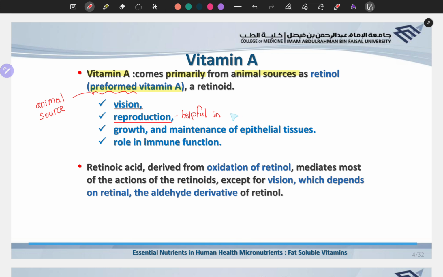Retinoic acid, which is formed from the oxidation of retinol or retinal, mediates most of the actions of the retinoids. So most of the actions of the retinoids are mediated by retinoic acid, with one exception, and that exception is vision. Vision requires the aldehyde form, retinal. Is it clear? The aldehyde form. Now, structure. No need to memorize the structure, but be familiar.